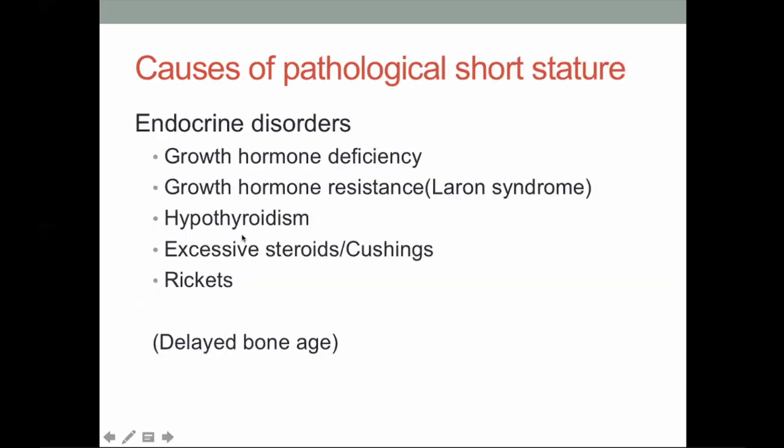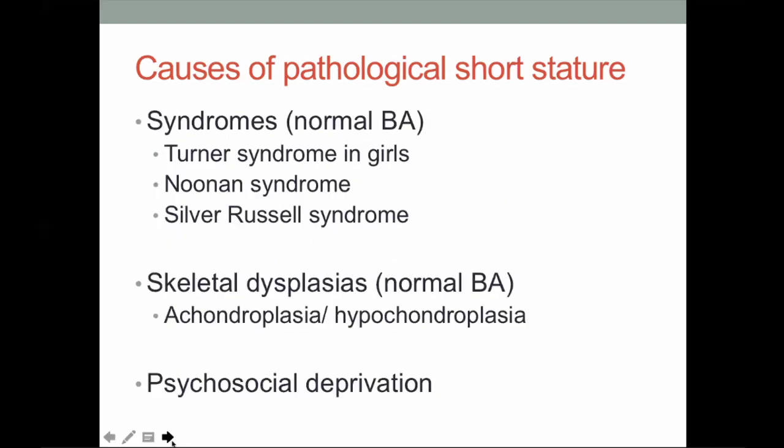Same with endocrine disorders. You need growth hormone for proper growth. It's an outside factor outside your bone. Thyroid hormone, you need it. You don't want excess steroids in your body. That's not good for your growth. And you need adequate vitamin D to grow. So those are outside factors outside your bone that you need for optimum growth. In all these endocrine disorders, therefore, you have delayed bone age. And in psychosocial deprivation also, you don't have optimal nurturing conditions to grow properly. Therefore, you get a delayed bone age, right?